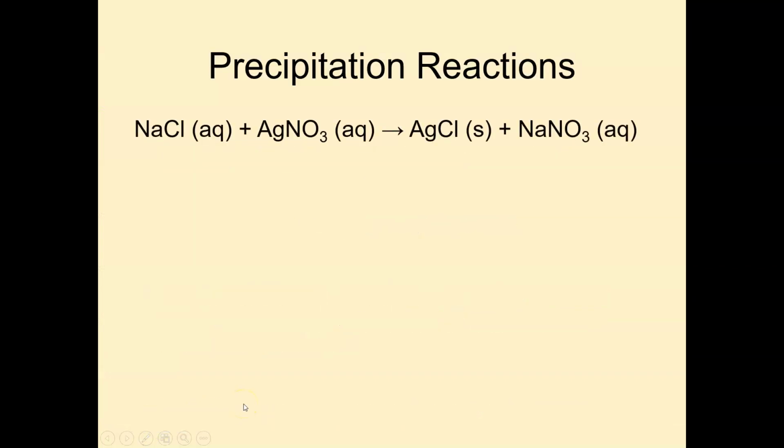Okay, so what did you just see? What you just saw was sodium chloride, which is water soluble, being added to silver nitrate, which is water soluble, to give two products. It's still a double displacement reaction, so there are two products. One of them is water soluble, sodium nitrate. The other one is not, silver chloride, so it precipitates out of solution.